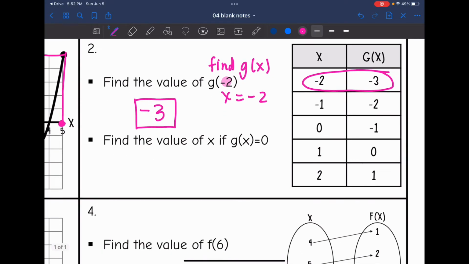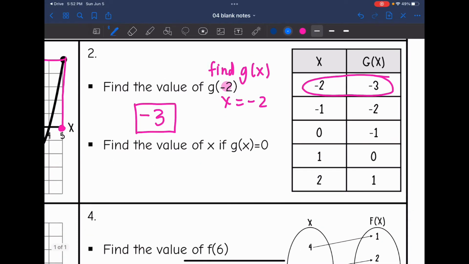And then this one says find x if g of x is 0. So that is telling me I need to look in the g of x column when g of x is 0, which is right here, and the x value when g of x is 0 is 1.